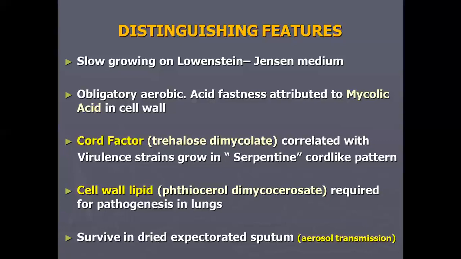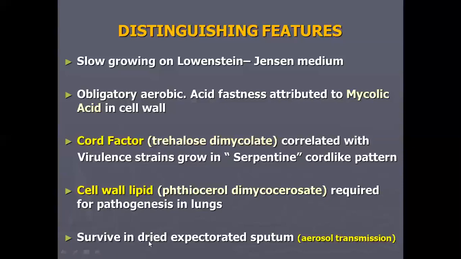Now, the cell wall lipid is another component, which is chemically very different, and it is required for the pathogenesis in the lungs. So the cell wall component, what we call thiocerol dimycocerosate, is required for the pathogenesis in the lung. So it has a cord factor, and it has a cell wall lipid component. It has a rich mycolic acid layer, and they all contribute towards the virulence of this microorganism.